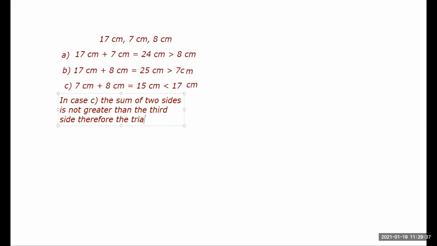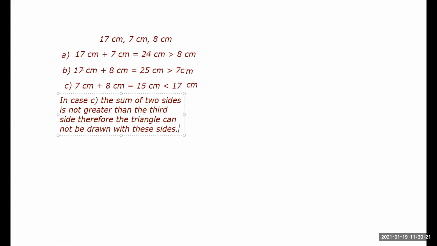Okay, you can write it in your own words. आप अपने मन से कैसे भी लिख सकते हो. In case C, the sum of two sides is not greater than the third side, therefore the triangle cannot be drawn with these sides. Okay, आपको जैसे लगेगा suitable होगा आप अपने words में लिख सकते हो.